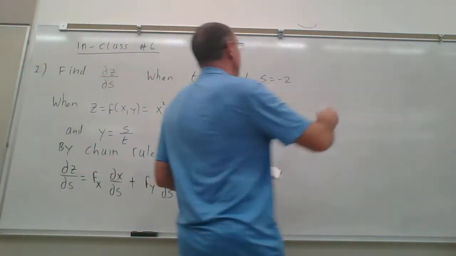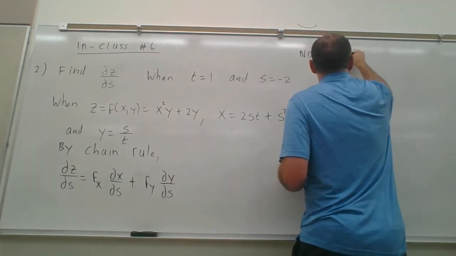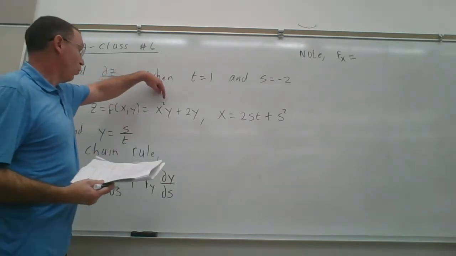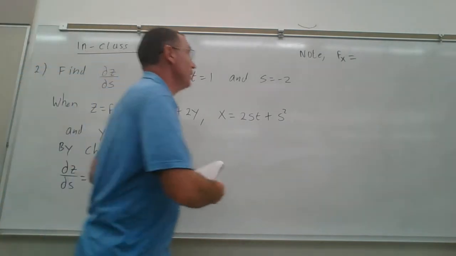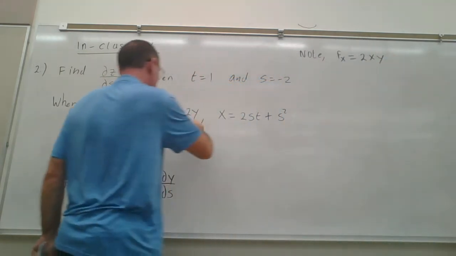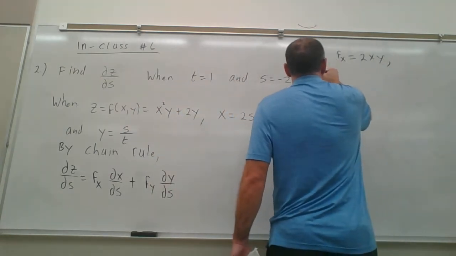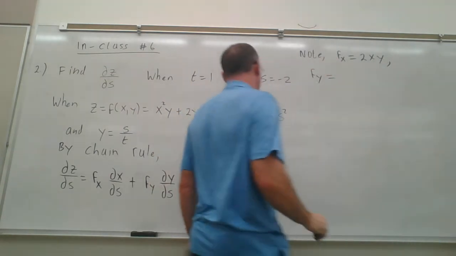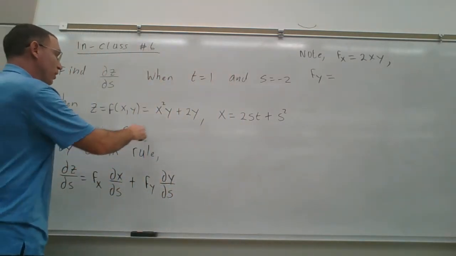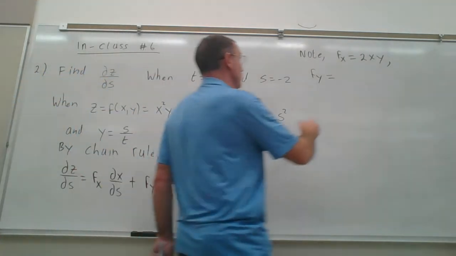So note here, f_x, the partial derivative with respect to x, so y is the constant, so it will be 2xy, and the derivative of 2y with respect to x will be 0, so it's done. Okay, f_y, here's my function here, so with respect to y would be x squared plus 2.